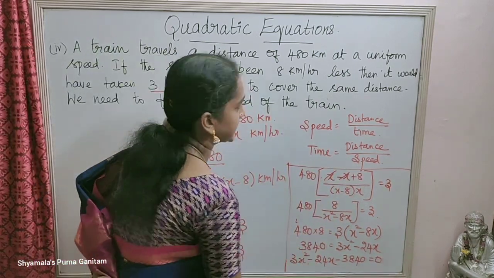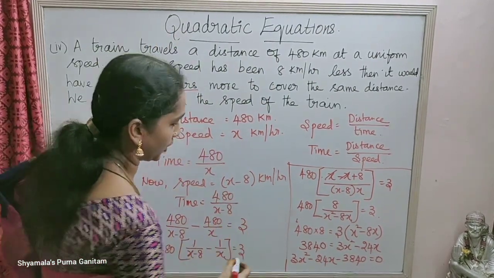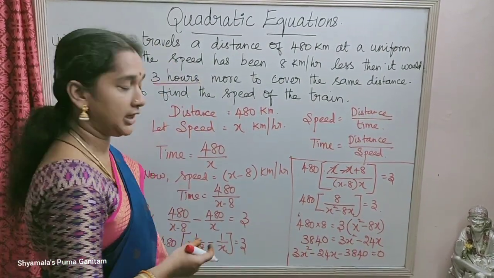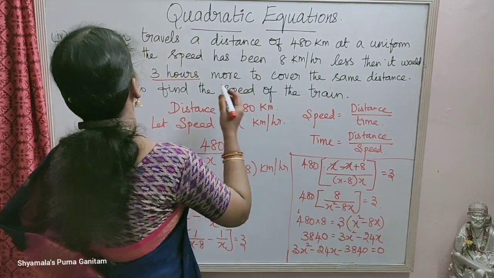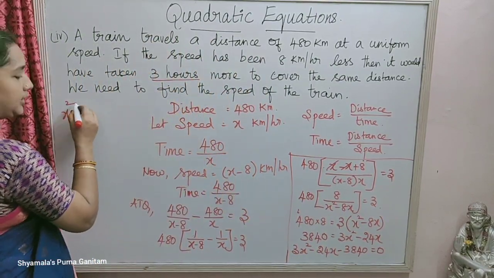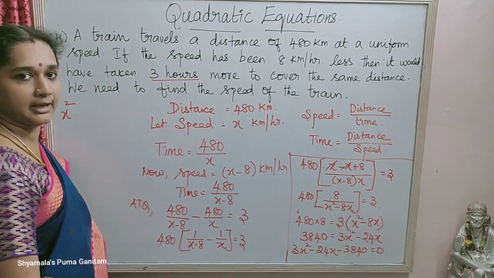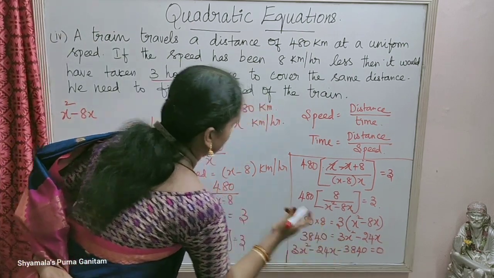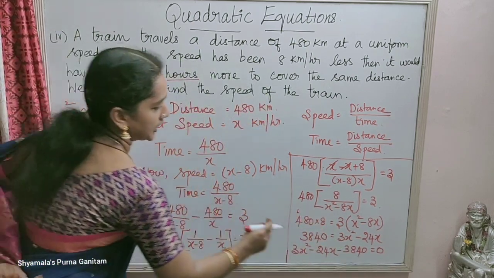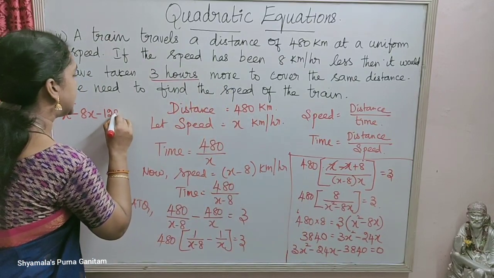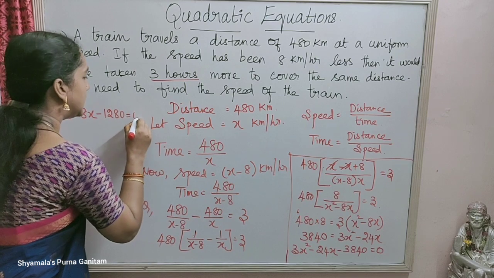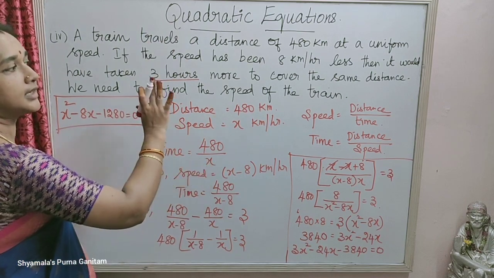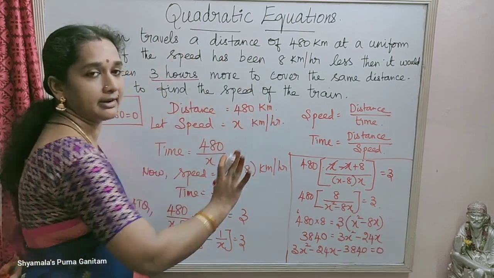This is not in the standard form, so to make it standard I have to divide throughout by 3. When I divide throughout by 3, I get x squared minus 8x minus, dividing 3840 by 3: 3 1s are 3, 3 2s are 6, 3 8s are 24, balance is 0, is equal to 0. So this is the quadratic equation for the given condition.